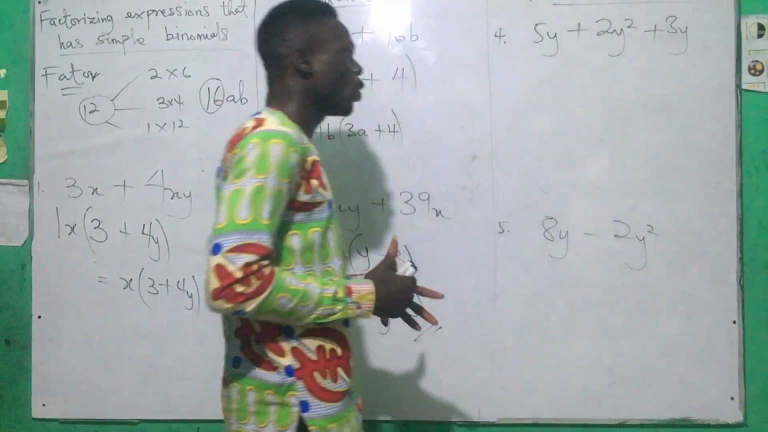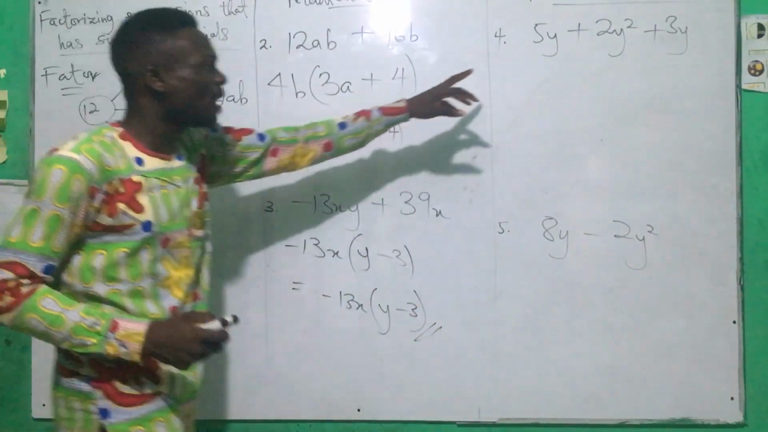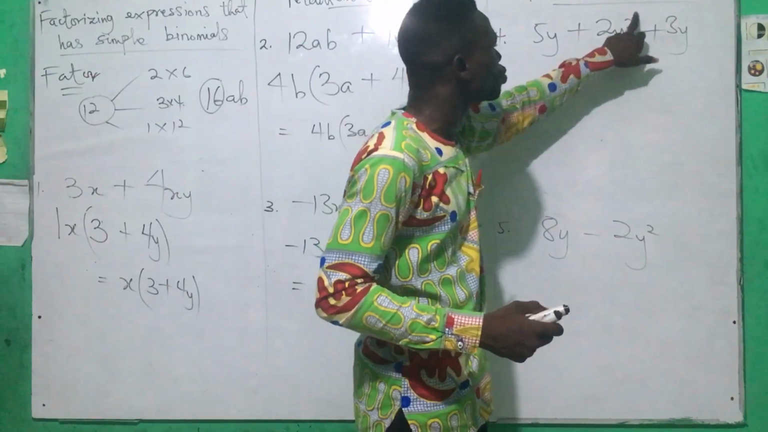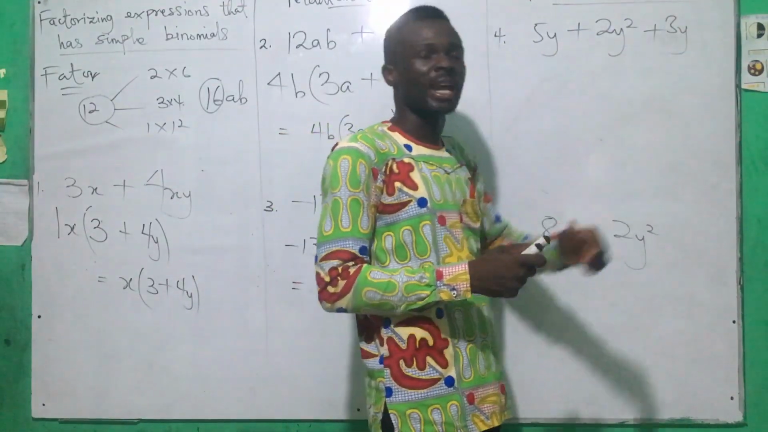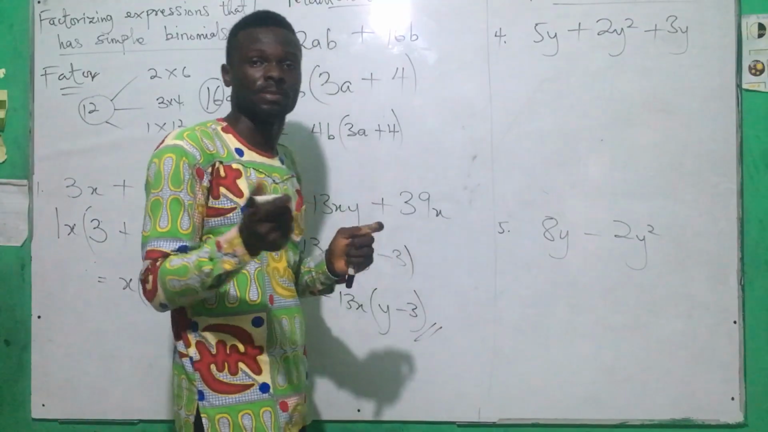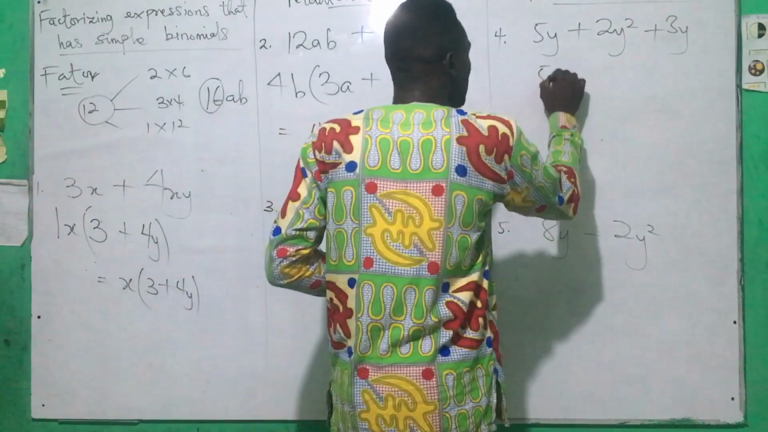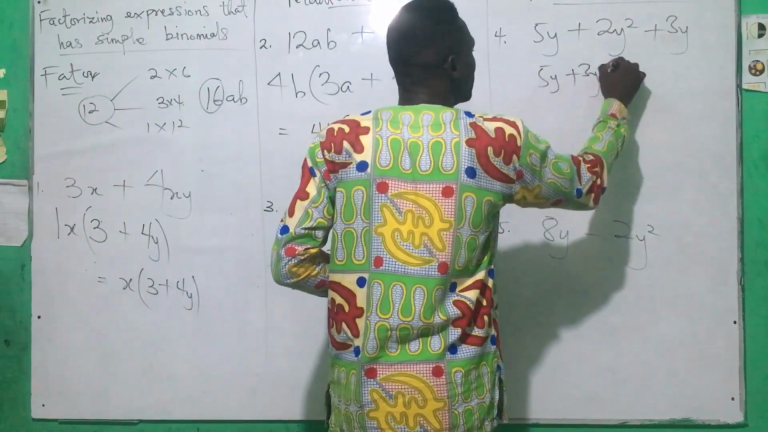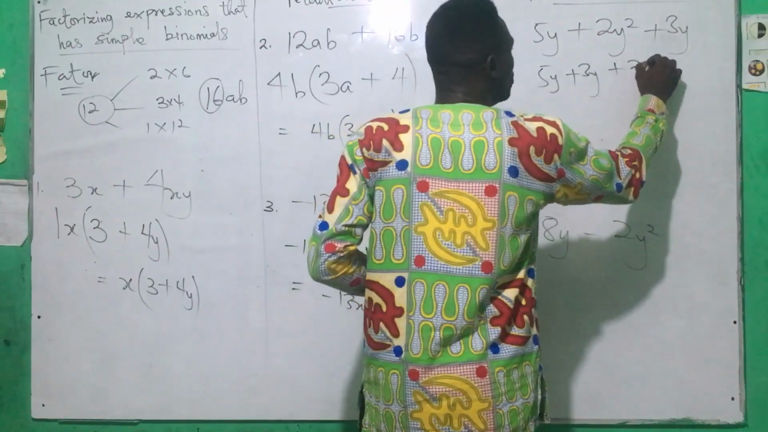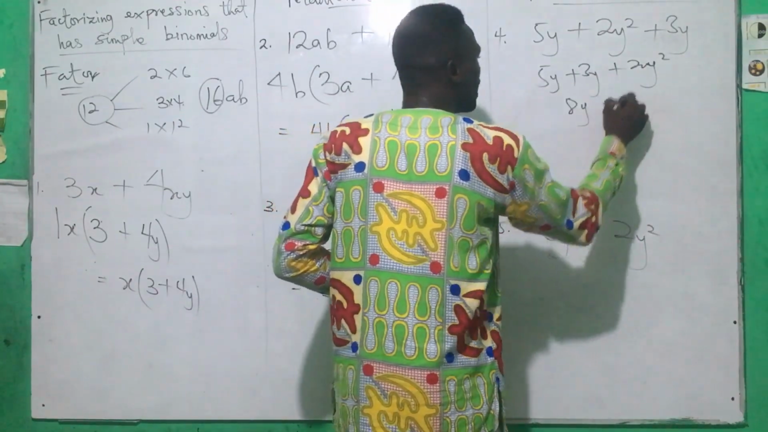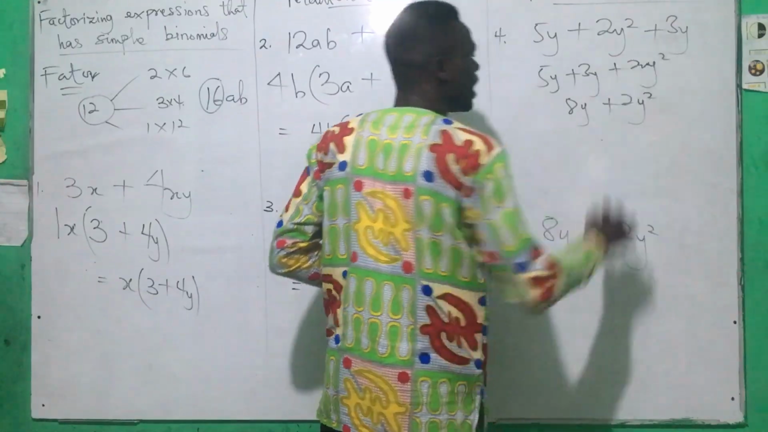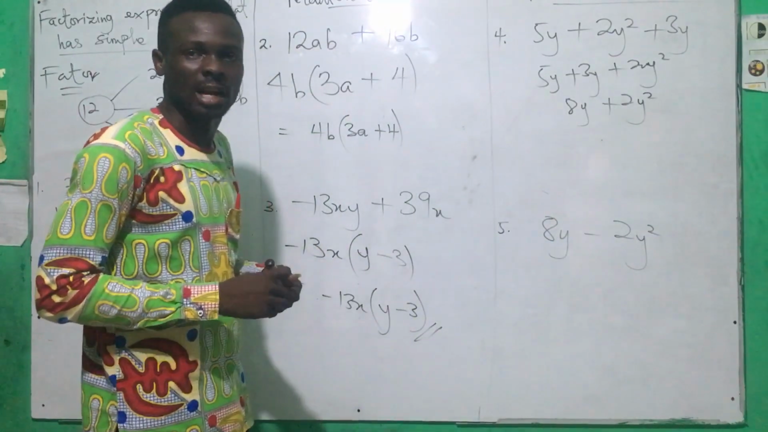Let's look at the number 4. You have 5y plus 2y squared plus 3y. Since there is y here, there is also y here, we should first group like terms. Okay? So we have 5y plus 3y plus 2y squared. Adding this will give you 8y plus 2y squared. So we can now factorize.